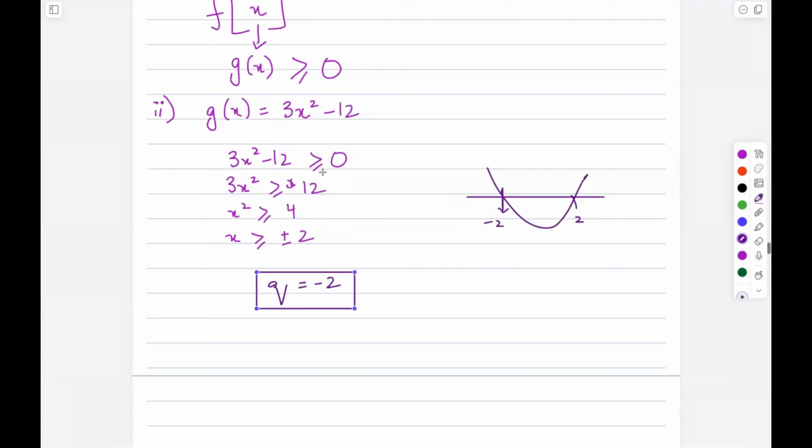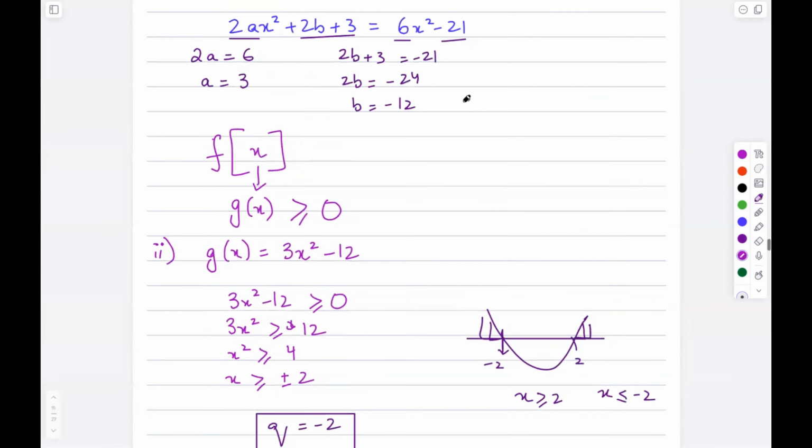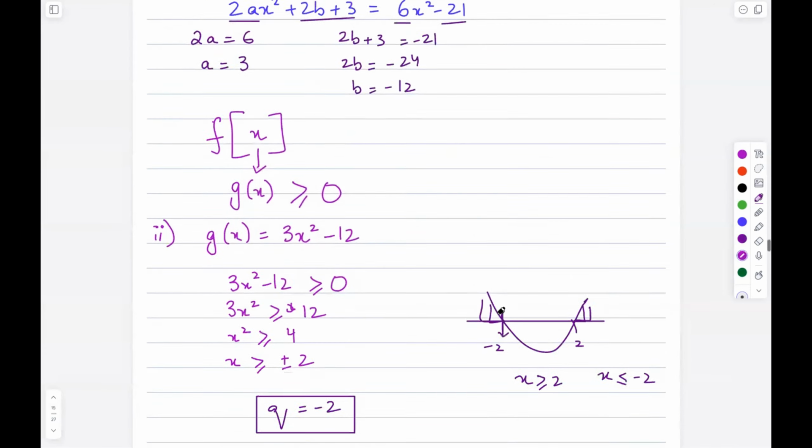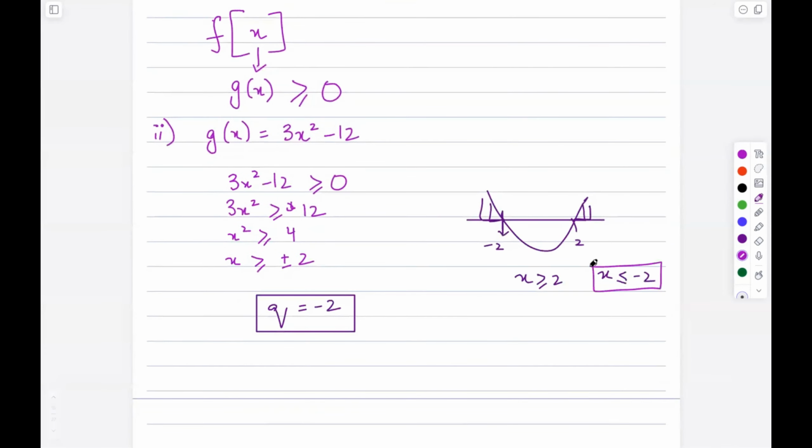Now, for this to be greater than 0, it would have been greater than 2, so we would have taken the values x greater than or equal to 2 and x less than or equal to minus 2. So as in the question it states that x has to be less than or equal to q, we'll have to take this value which is minus 2, so q will be equal to minus 2.